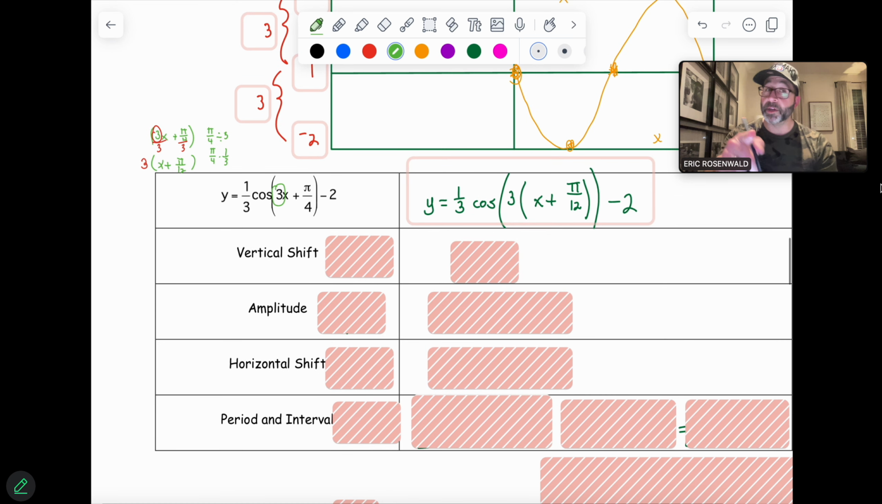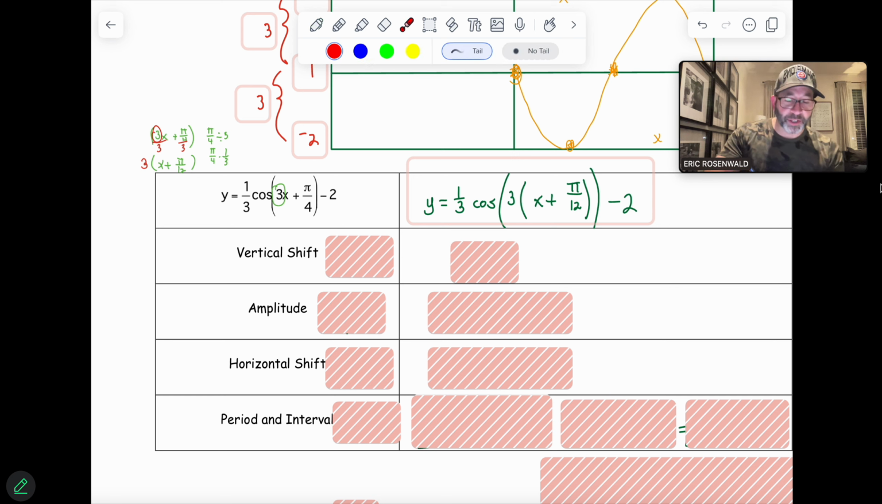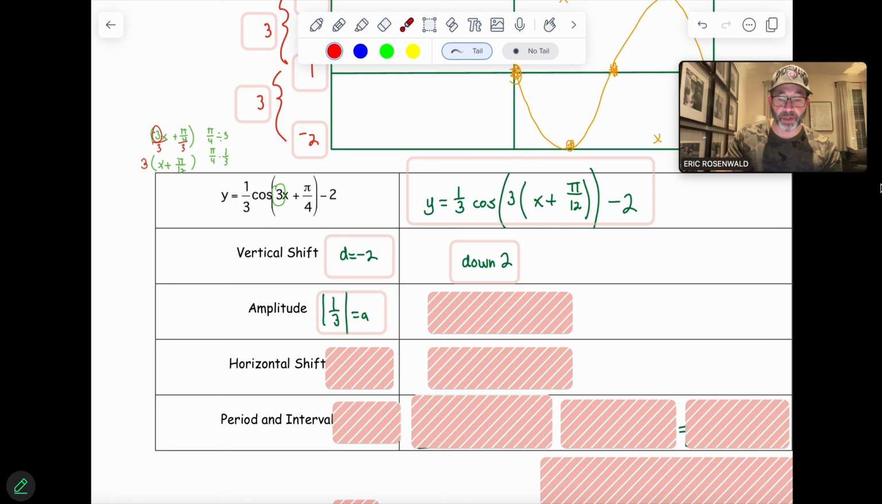Let's go through each part. I'm going to get it right this time. I am ready. I am not going to screw this one up. The vertical shift is that this one is going down 2. So my d value for this is -2, and it's going down 2. The amplitude for this is right here, 1/3. So that's my a value, 1/3. So it's a vertical shrink by 1/3.